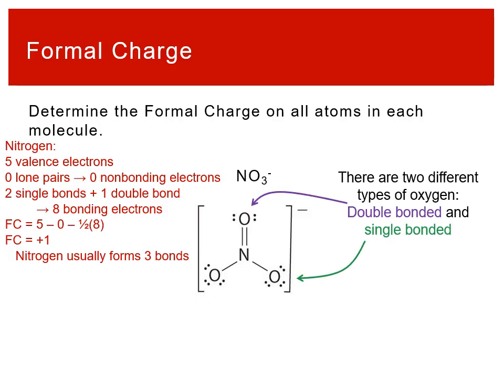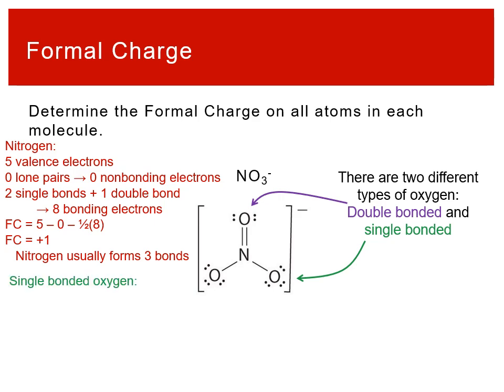If we look at our oxygens now, we're not just going to have 1 formal charge on oxygen. And that is because there's 2 different types of oxygen. There's our double bonded oxygen and our single bonded oxygen. There are 2 single bonded oxygens, so those 2 will have the same formal charge, whatever it is, but it will be distinct from the oxygen that's double bonded because it's a different type of oxygen in a different bonding environment, so it's going to have a different value.